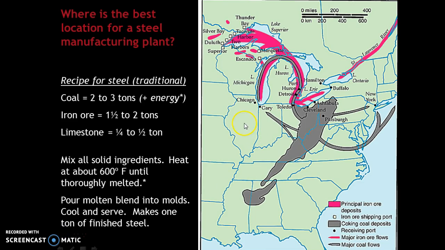If you said that the area where the factory should be is somewhere in the Midwest, whether it be near Chicago, Gary, or somewhere in the lower east side of Wisconsin, you would be right. And the major reason is because we see the major flows of both coal and iron are in this area, but as coal is the more expensive, and as we're selling in the Midwest, this would be the most efficient place for the manufacturing plant to be.